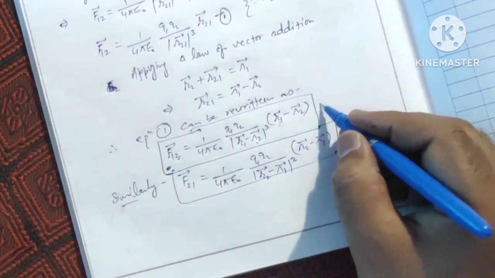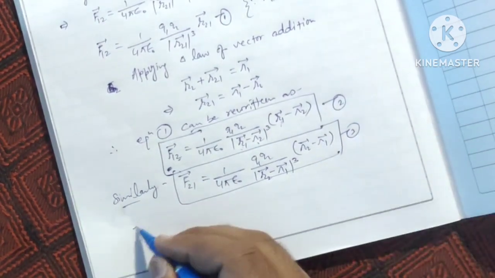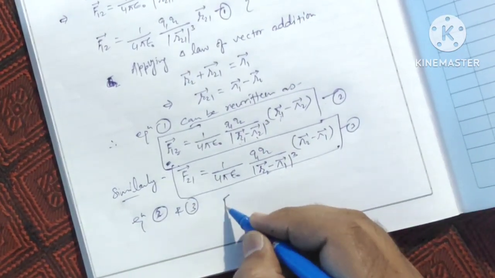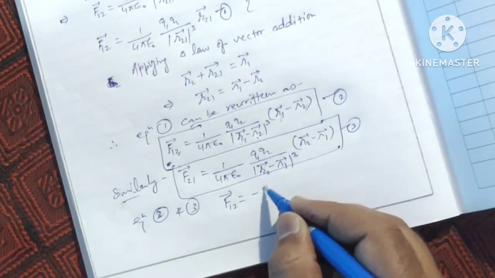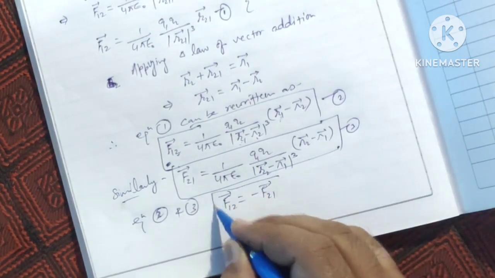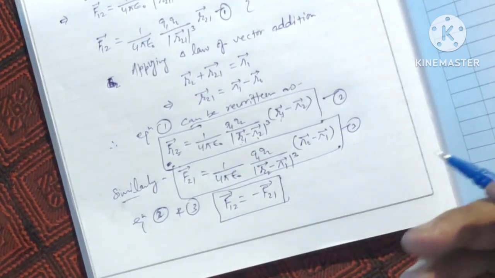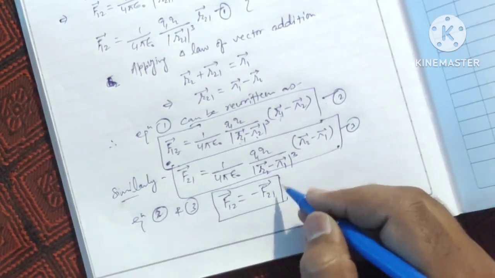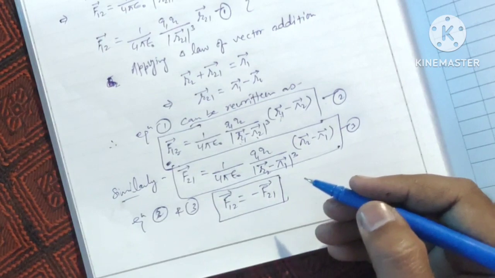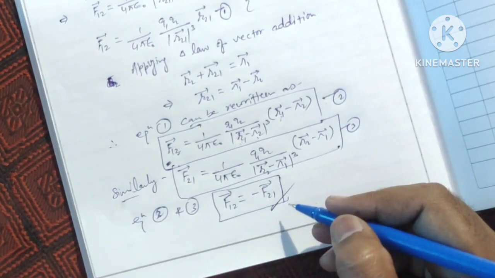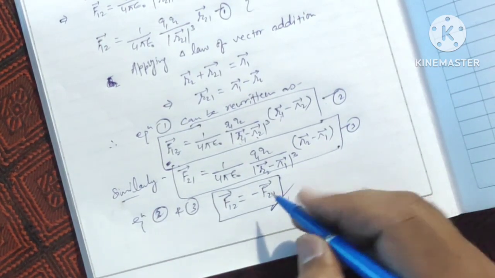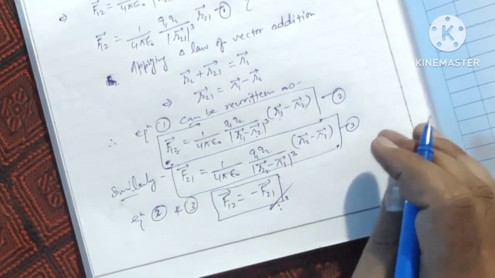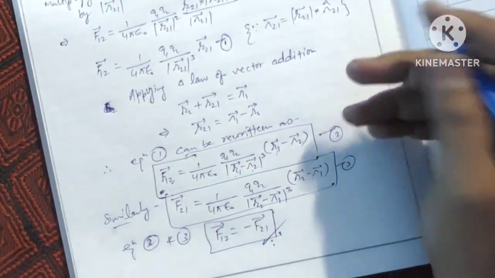Moreover, if you check out these 2 equations, equation 2 and 3, you can say that f12 vector is equal to minus f21 vector, which is very common and which was also expected, because this is in favor of Newton's third law of motion. This is a real force, so it must be following Newton's laws of motion. So it is also following action reaction pair. So this was all about Coulomb's law in vector form.